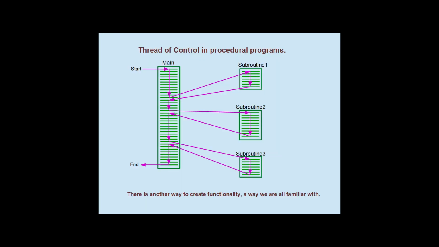Procedural programs execute a thread of control. As programmers, we create this thread such that our applications will provide the functionality desired of them. As we saw in the mowing of the lawn example, it is natural for us to think of the sequence of instructions which will create the functionality required of our application. However, there is another way to create functionality, a way we are all familiar with.